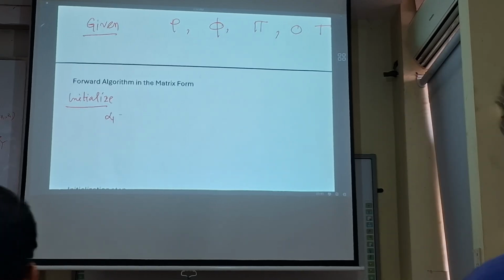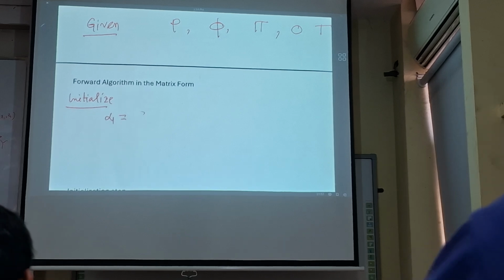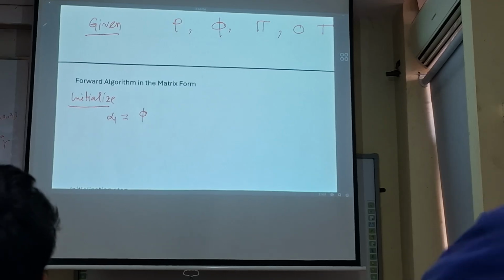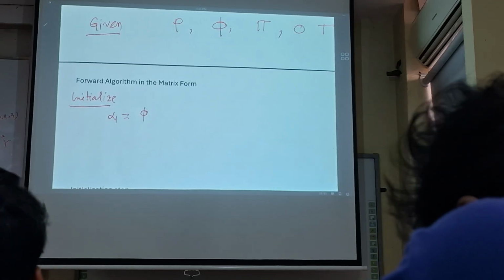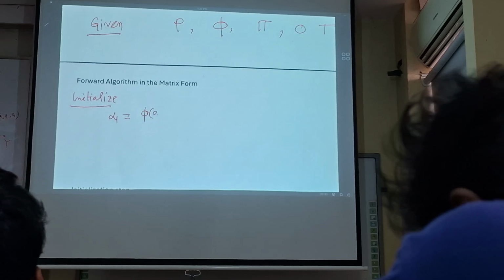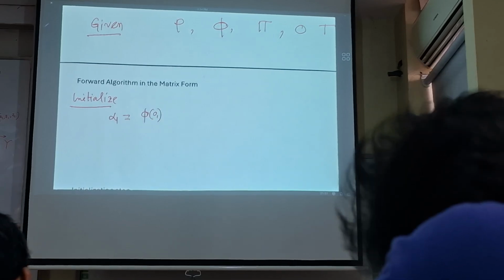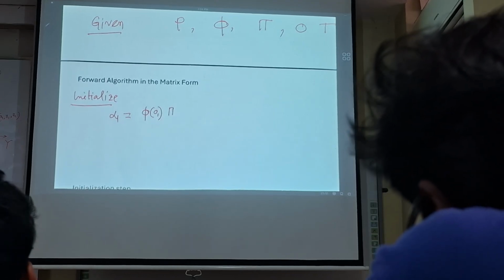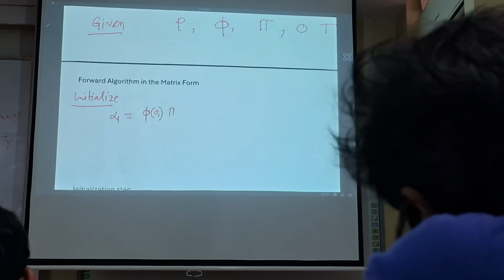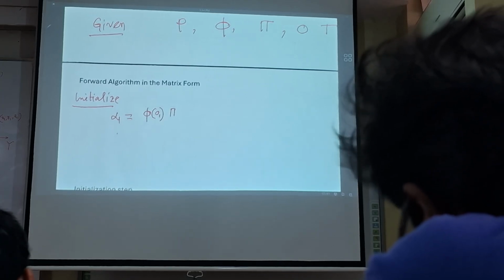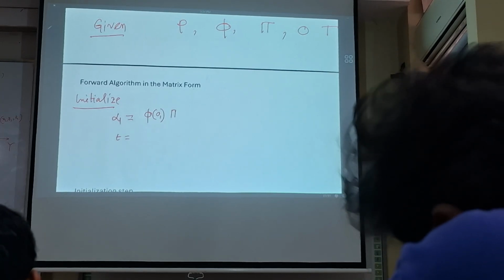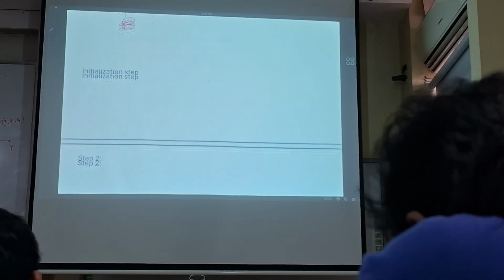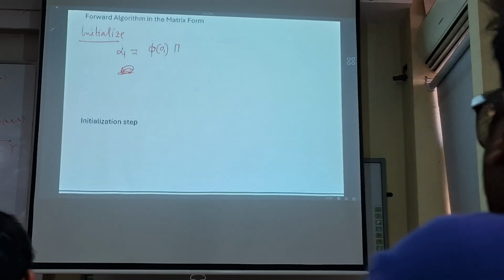Once you have it, alpha 1 is what? Phi into pi, or you can have the Hadamard product, the first column, or second column, third column, based on that. And then you need to set T equal to what? You do not need to set T equal. Then once the initialization step is done, the second step, the general induction step, will be what?